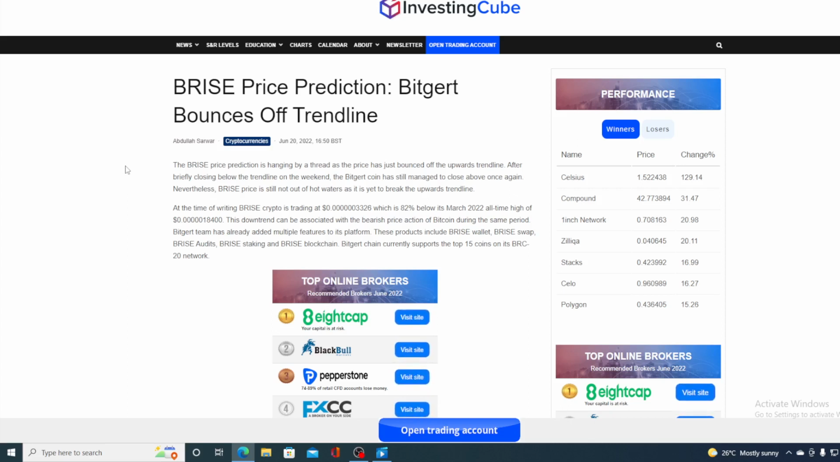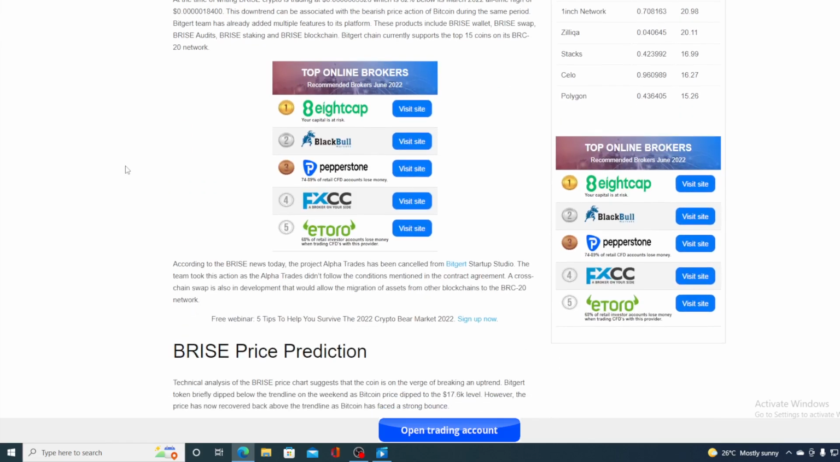During the same period, the Bitgert team has already added multiple features to its platform. These products include Brise Wallet, Brise Swap, Brise Audits, Brise Staking, Brise Blockchain, and Bitgert Chain currently supports the top 15 coins on the BRC20 network. And not to mention, guys, that Bitgert chain is one of the fastest and cheapest blockchains around. The gas fee is only 0.701.